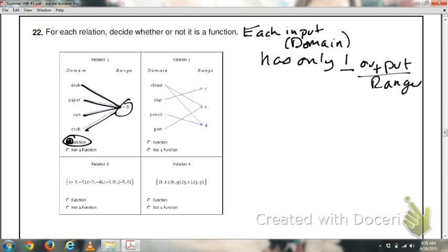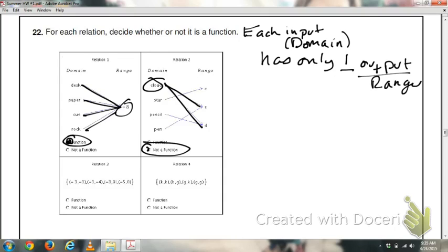If you take a look at this relation, number 2, right off the bat, look at cloud. Cloud has 2 different outputs in the range. A cloud can go to S, and cloud also goes to D. That is not allowed if it's a function. So I know right away that's not a function. Cloud has 2 outputs in the range.